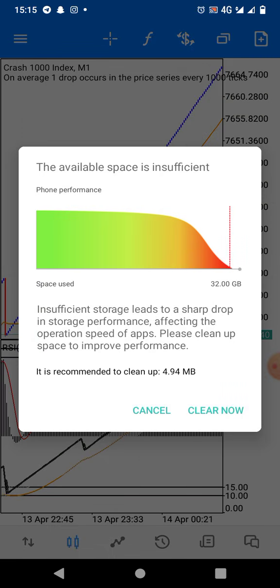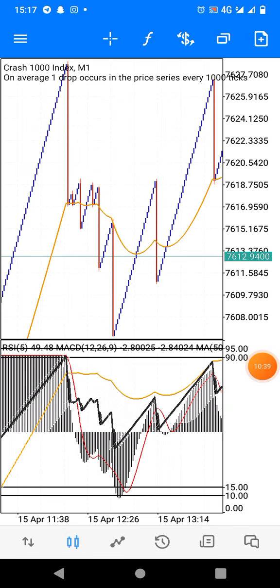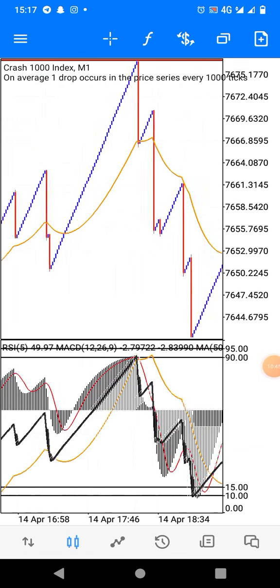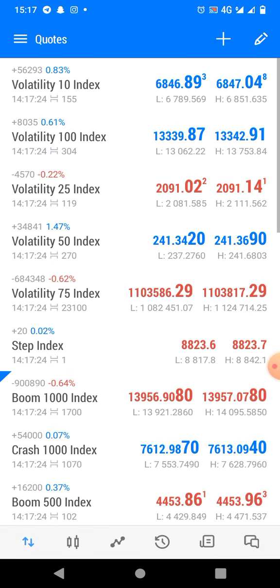You're not going to be winning always, guys, but over time you find out that you are making money quite more often than you're losing. So you're going to be profitable with this strategy.